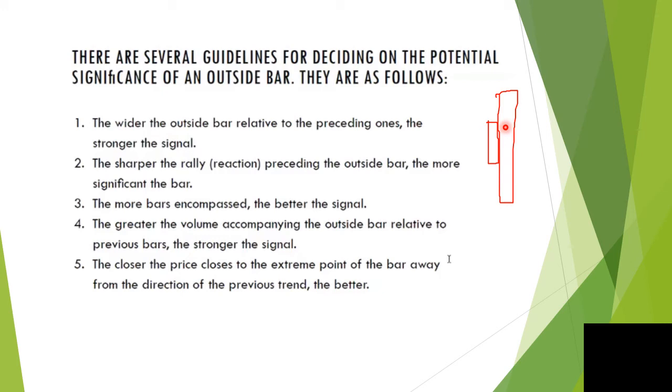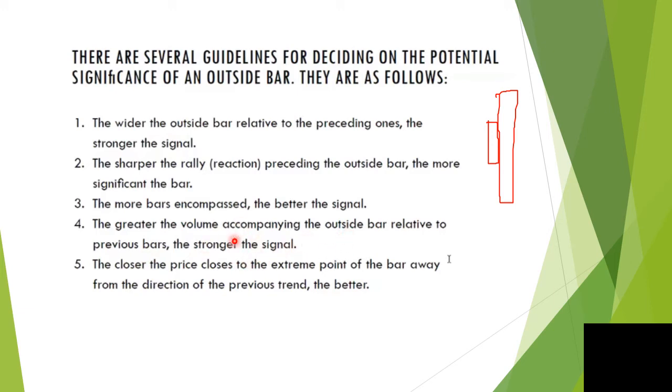Preceding the outside bar, the more significant the bar. Number 3 is the more bars it compasses, the better the signal. Number 4, the greater the volume accompanying the outside bar relative to previous bars, the stronger the signal.